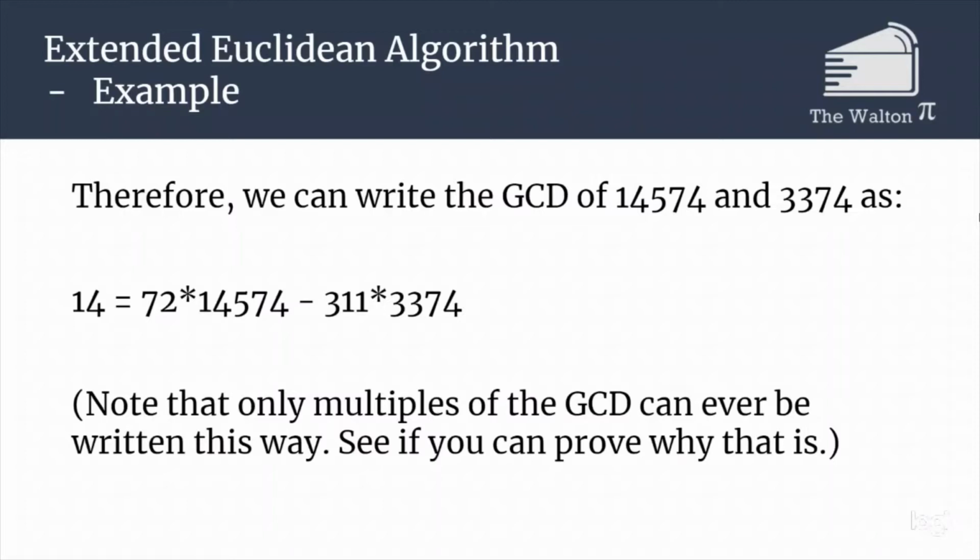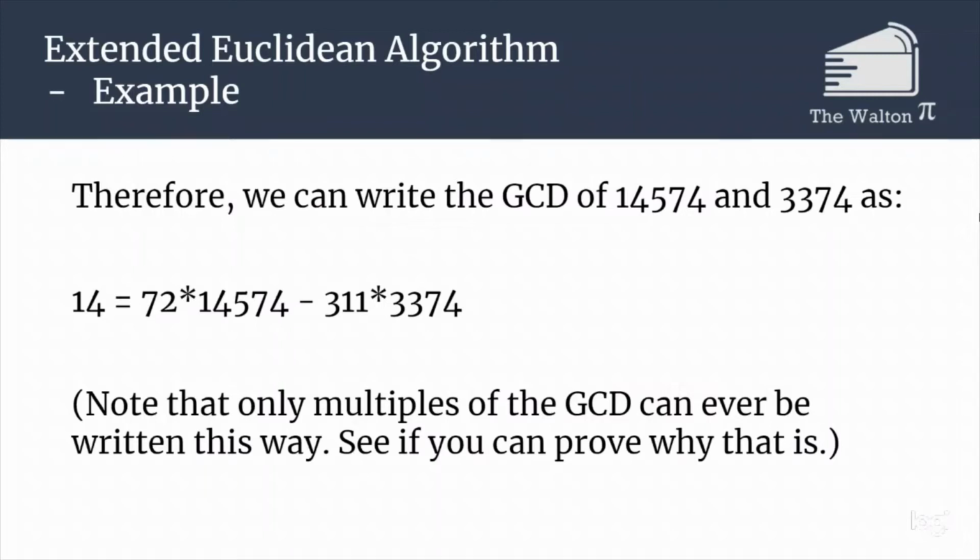Now, an interesting fact is it's only multiples of the greatest common divisor that can ever be written this way, where you can write it in terms of some constant times a plus some constant times b. Give a shot at trying to prove that to figure out why that's going to be the case, but that is going to be the case. So 14 being the greatest common divisor here is the smallest number that can be written this way.